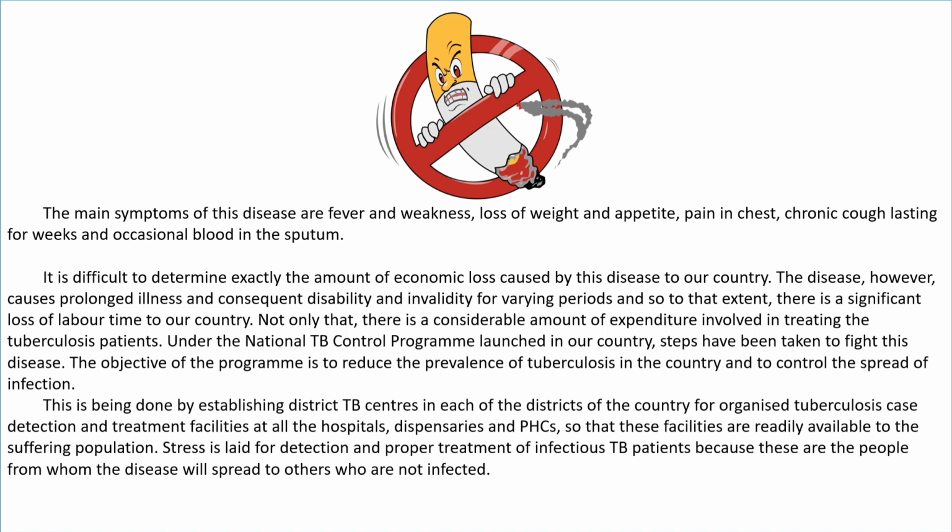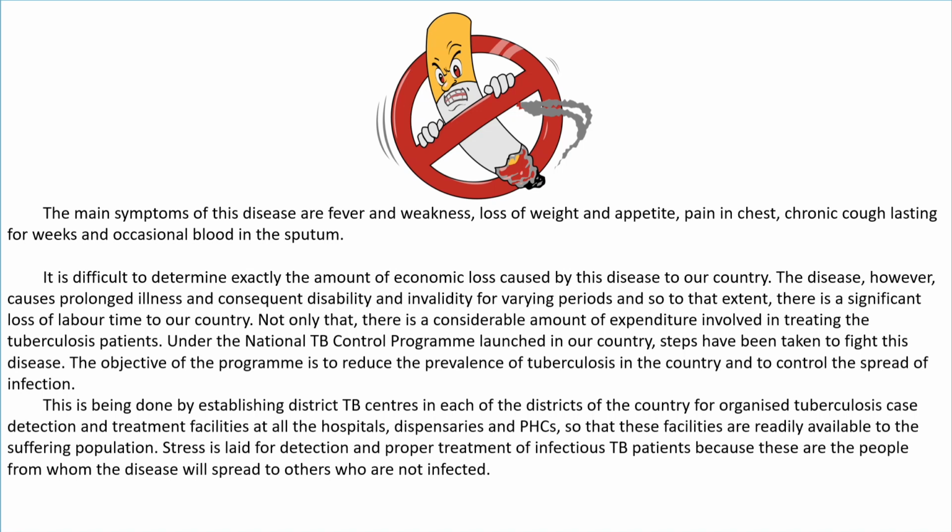Now you see, when somebody has got tuberculosis, what will happen to him or her? He or she will get fever, they will feel weak, they will not be able to walk, they will lose weight, they will become very thin and lean, then they will lose appetite, which means they will not feel like eating, then they will have pain in their chest, then they will have coughing all the time. And sometimes when they are coughing, even blood will come out from their mouth.